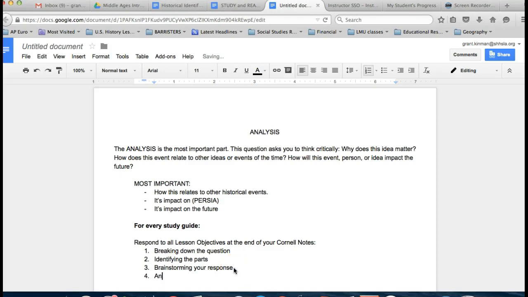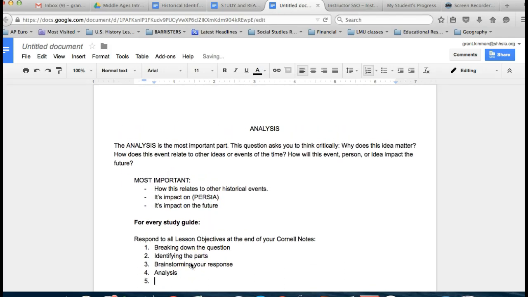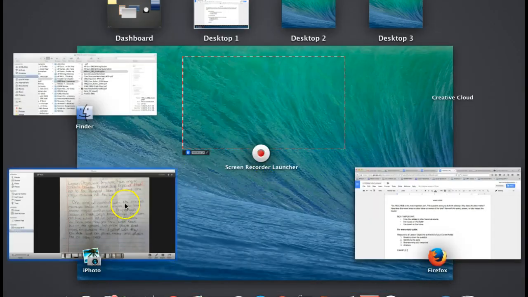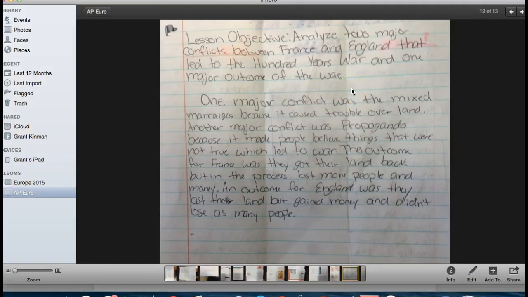And then the last thing is thinking about the analysis. So what's the impact on the future, or how did it impact Persia, or how this relates to other historical events. Let's do one of these and create an example. I'm going to take the lesson objective we ended on in class, and break that down. Here's the lesson objective. This is an example from class. Lesson objective: analyze two major conflicts between France and England that led to the 100 Years' War and one major outcome of the war. I'm going to record that and pause the video.